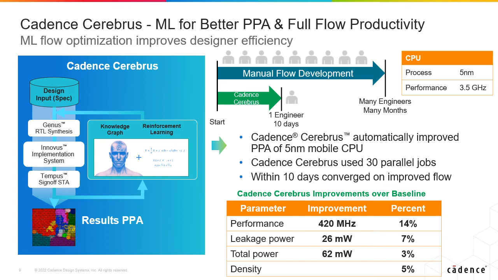This was achieved by one engineer using Cerebrus for about 2 weeks. If the designer tried this flow manually, then it would have taken many engineers many more months. Even then, it is questionable whether these PPA numbers would have been achieved through manual exploration. This is a great example of the productivity benefits that Cerebrus enables.